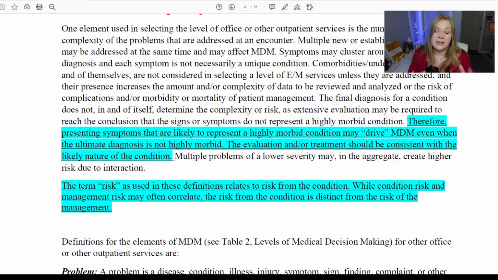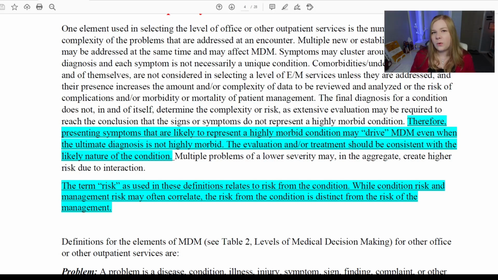Sometimes providers get a little too nitty-gritty into certain components and don't realize that even if maybe they have that one extra lab reviewed, or they can count the extra 10 minutes in there, it might not actually bump up their level of service. Next, this section says, therefore, presenting symptoms that are likely to represent a highly morbid condition may drive medical decision-making even when the ultimate diagnosis is not highly morbid. The evaluation and/or treatment should be consistent with the likely nature of the condition.